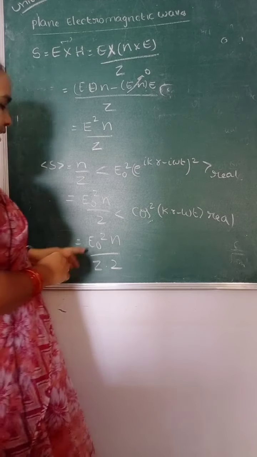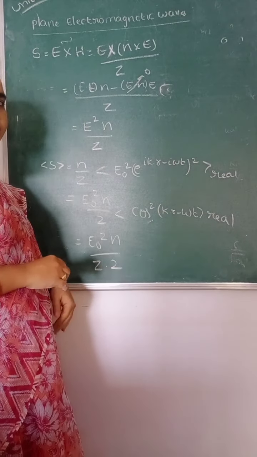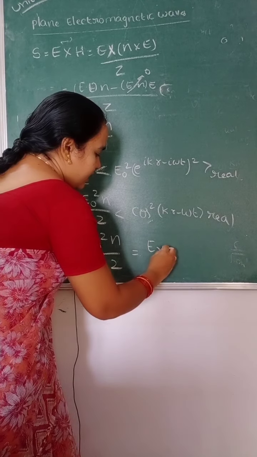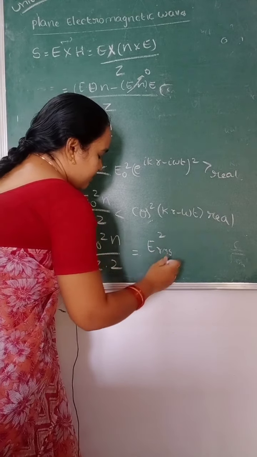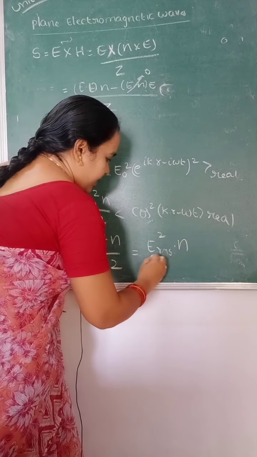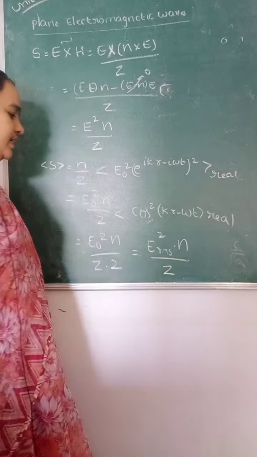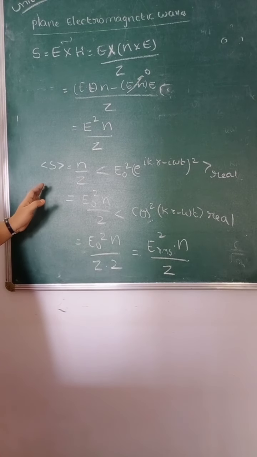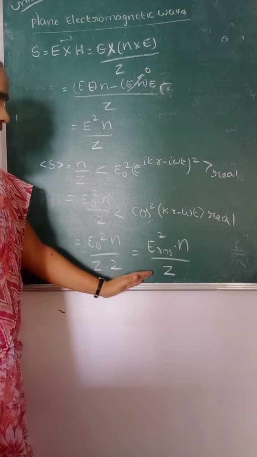That is, E naught by root 2 is the RMS value, so this is the square of the RMS value. E RMS square, root mean square value, multiplied by N by Z. This is the average Poynting vector.